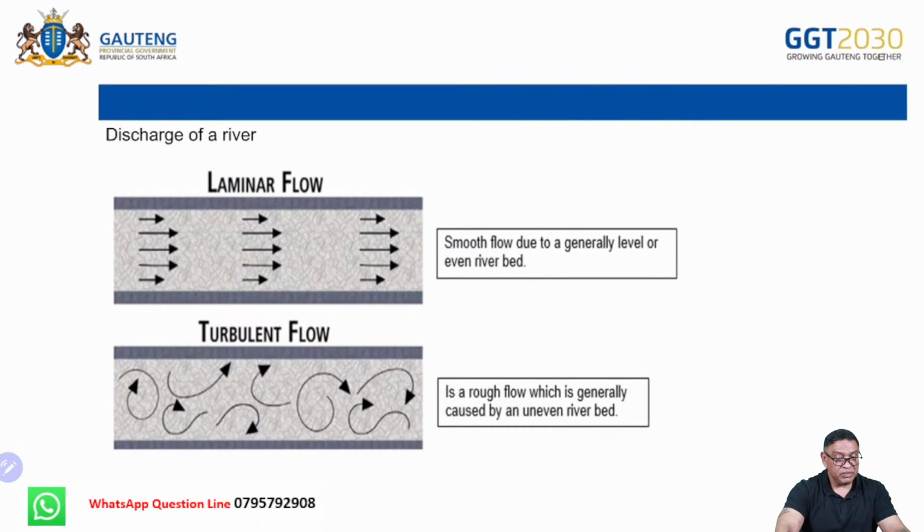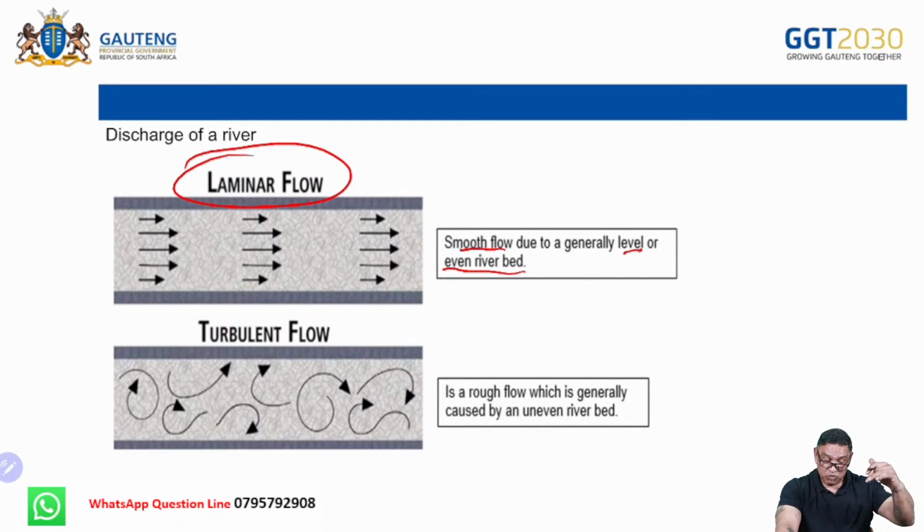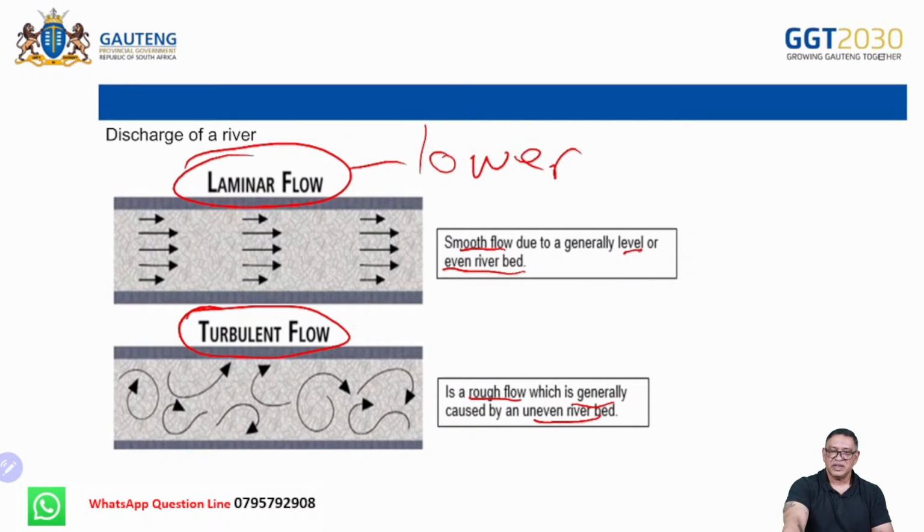And then discharge of a river, very simply. Laminar flow is smooth flow due to a generally level or even riverbed. It flows smoothly. Turbulent flow is a rough flow, generally caused by an uneven riverbed. So when the volume is high, the riverbed is even, and the flow is smooth, that's laminar flow. Now I can ask a question. Where is this generally happening? In which course? In the lower course, it generally happens. Can you see? Because there, it is gentle, volume is high, and there are fewer obstructions because of the high volume.